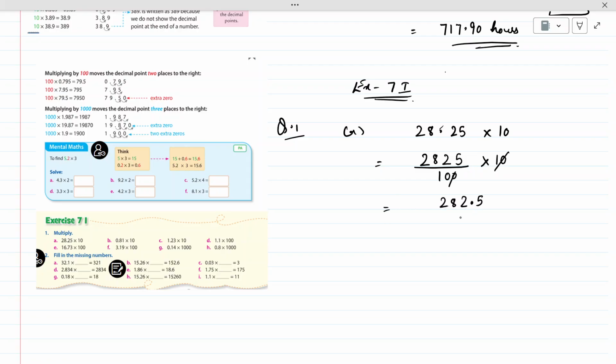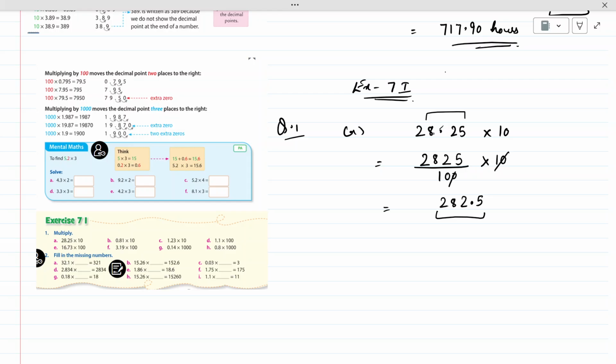Okay, so this gives us 282.5. So when we look at these two numbers, kids, 282.5 and 28.25, can we say that when we multiply this number with 10, we are shifting a decimal point one place to the right?